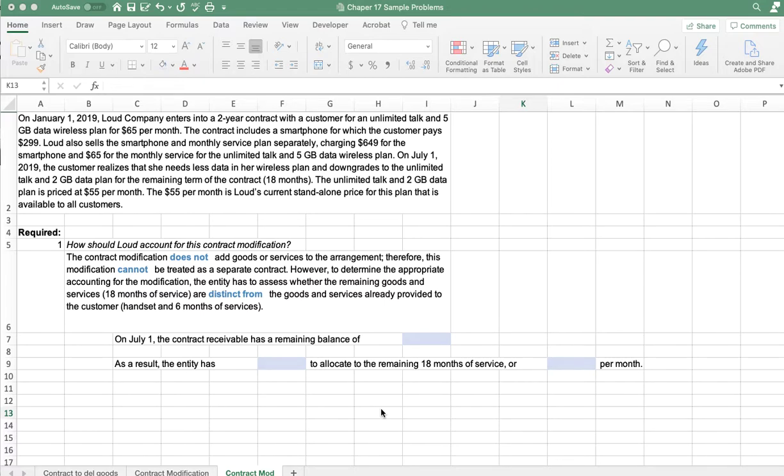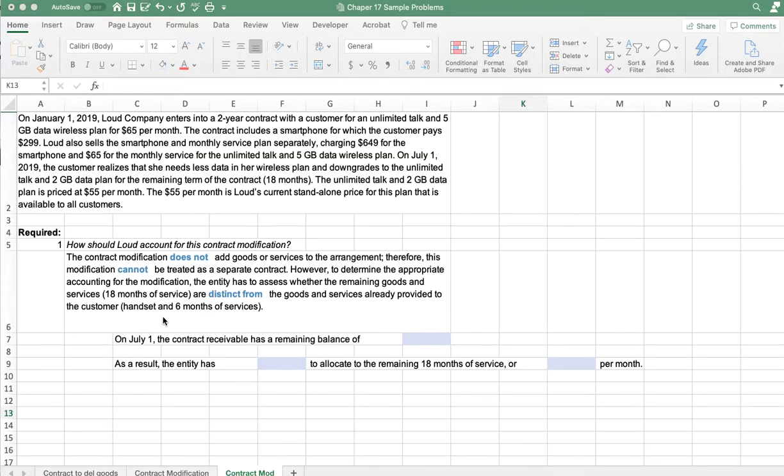And so in the platform, it gives us a sentence with these drop downs, and I just already filled them in. The contract modification does not add goods or services to the arrangement. Therefore, this modification cannot be treated as a separate contract. However, to determine the appropriate accounting for this modification, the entity has to assess whether the remaining goods and services, the 18 months of service, are distinct from the goods and services already provided to the customer.